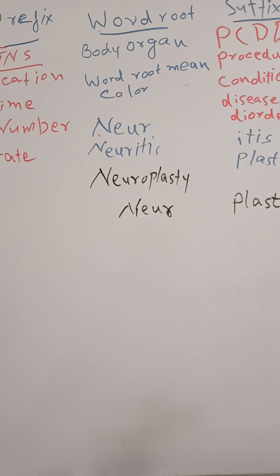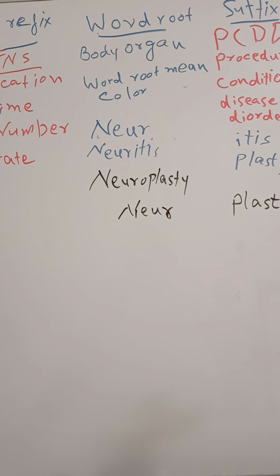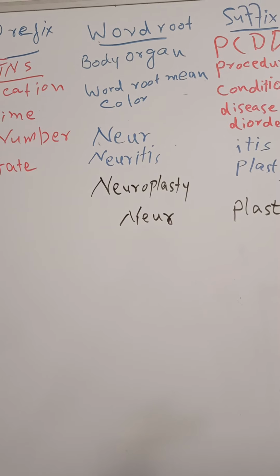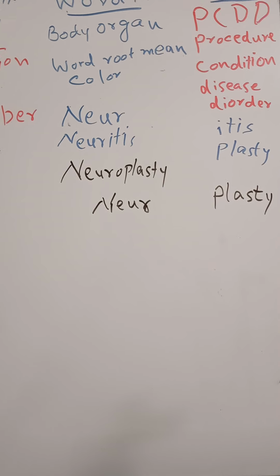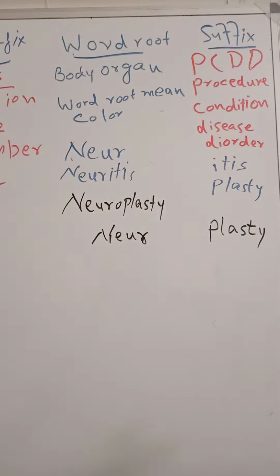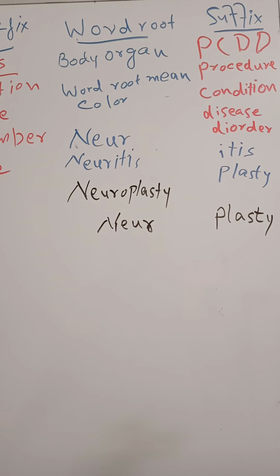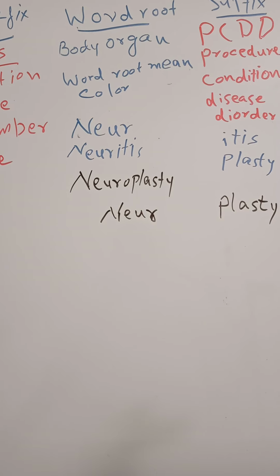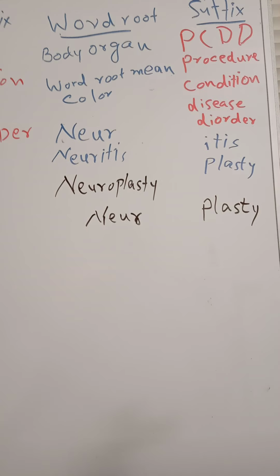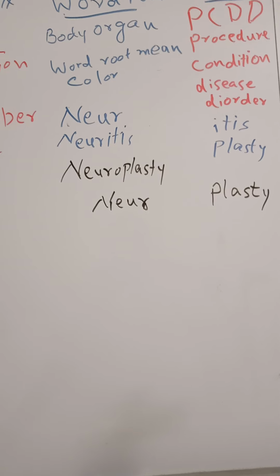So let us begin with word root. There are two words, nur and itis. Nur is the word root, itis is the suffix. We just joined them: neuritis. And the second word is nur again, but the suffix is plasty. Plasty means surgical repair, like plastic surgery.